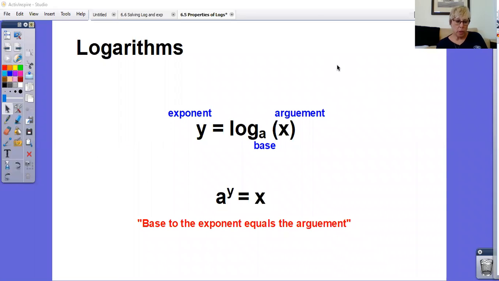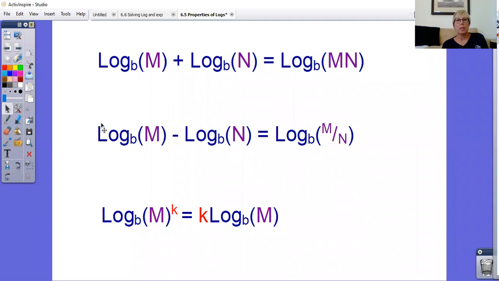In today's lesson, we are going to talk about the properties of logarithms. And we know that y equals log base a of x. You've got the exponent, the base, and the argument. And to change from logarithmic to exponential, base to the exponent equals the argument. Just keep that in mind. So we have three properties.